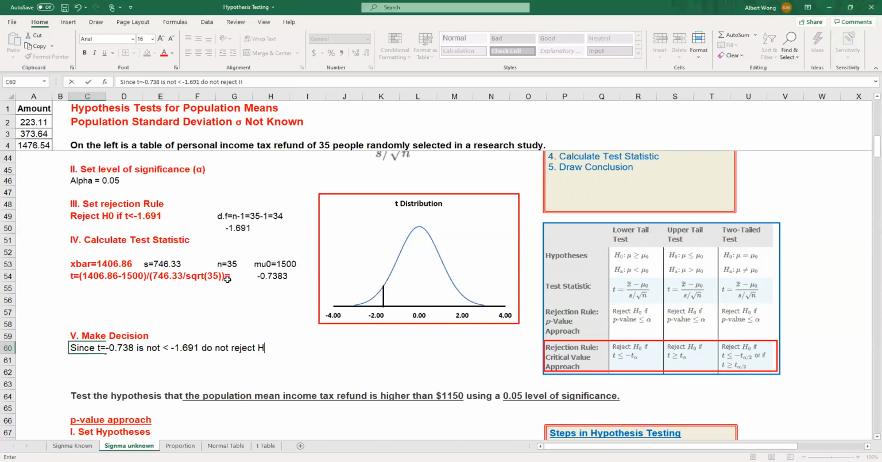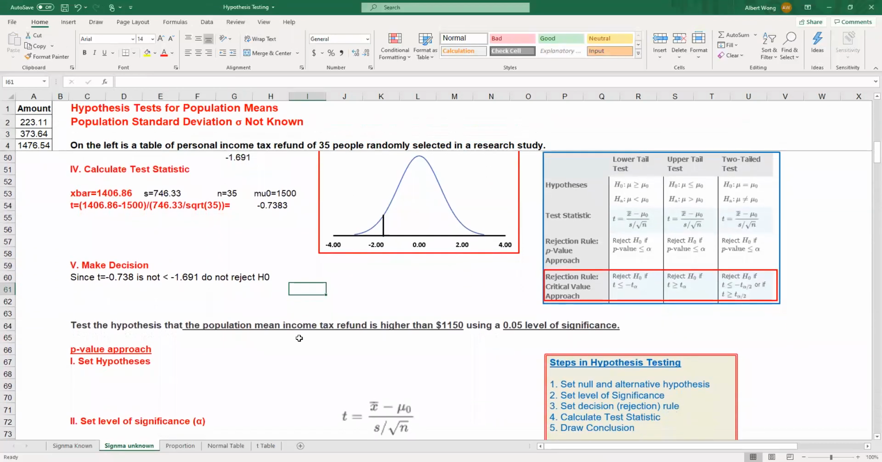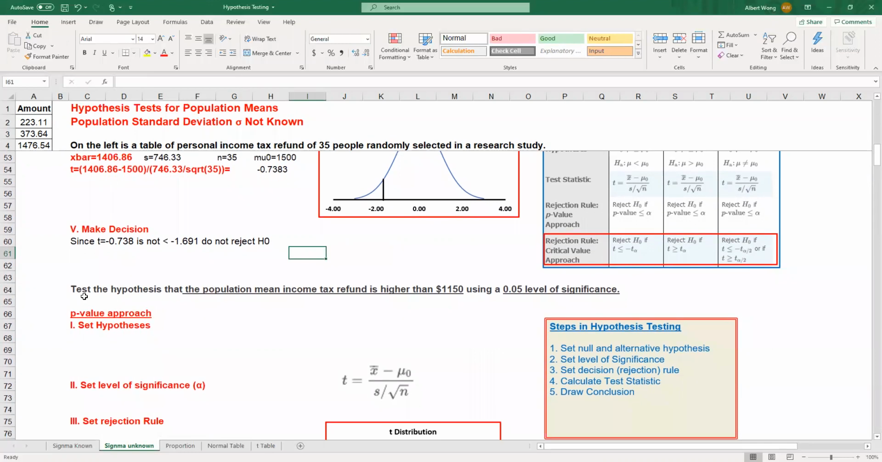So the logic is exactly the same for any critical value approach. We use a different table, and it's always helpful if you draw a picture. So our next step is to see how we do an upper tail test if the population standard deviation is not known. So here's an example. Test the hypothesis that the population mean income tax refund is higher than $1,150.